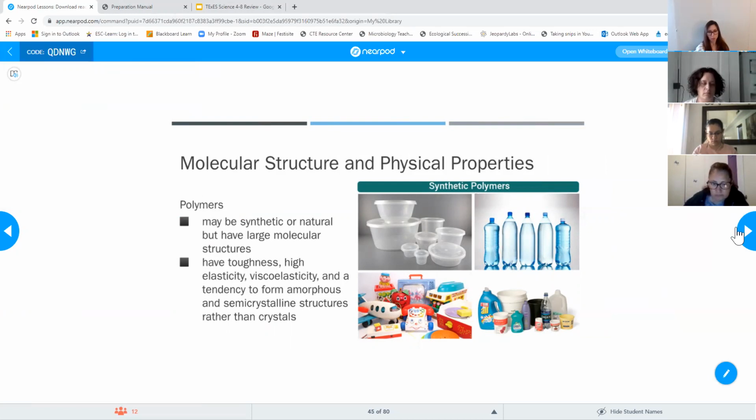If you've ever melted something in the microwave or the dishwasher or the oven, it just turns into a blob, right? So that's what polymers are. And the most common polymer that we're going to see is plastic. Okay, so that's something that we see everywhere now.